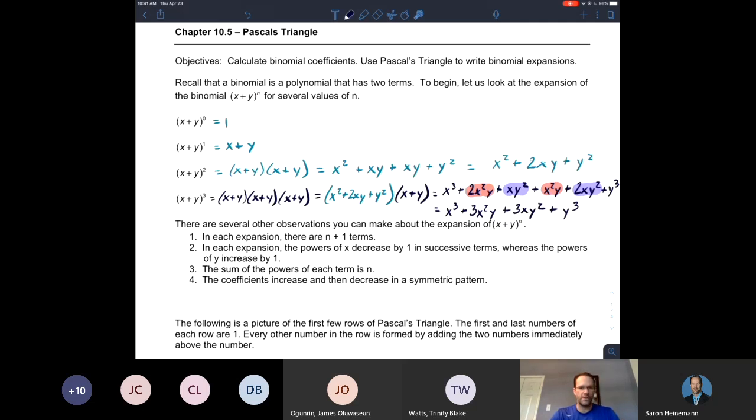Any questions with what I've done so far? I'm just rigorously expanding each of these binomial expressions. Questions at all? Comments at all? No. Everybody's good with that?